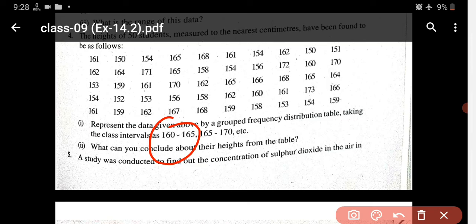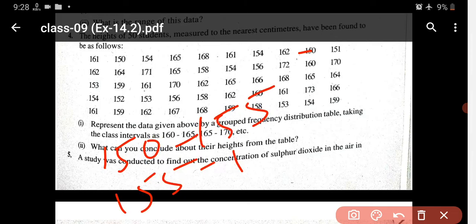Just see what is the lowest observation here. Is the lowest observation 150 here, or any value in 140? I think 150 is the lowest. So right here 150 to 155, and then 155 to 160. Up to which value do you have to write? The maximum value, as I told you, is 172, na. So up to 175 you have to take.